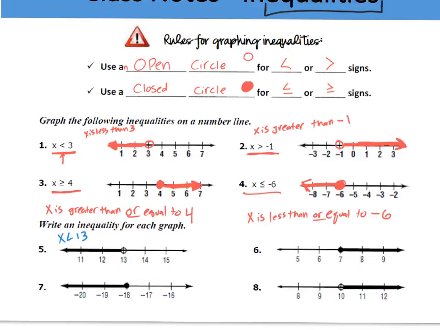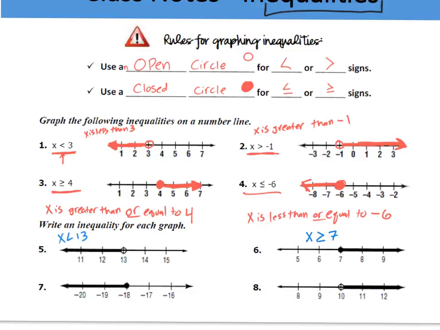All right, at this point you should hopefully have 6, 7, and 8 done. We'll quickly go over them. So on this one, I noticed that there's a number 6, there's a closed dot, and it's shaded everything greater than 7. When there's a closed dot, it is greater than or equal to. So I need a greater than or equal to, and x is greater than or equal to 7.